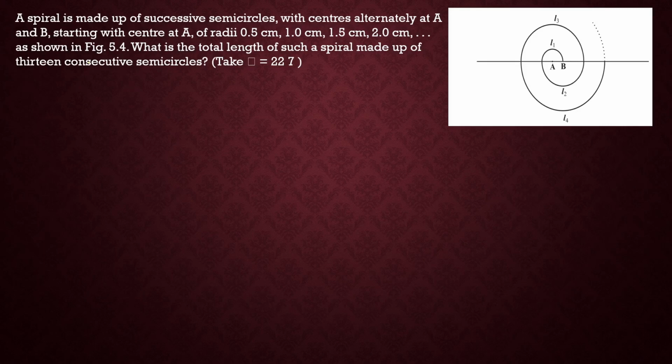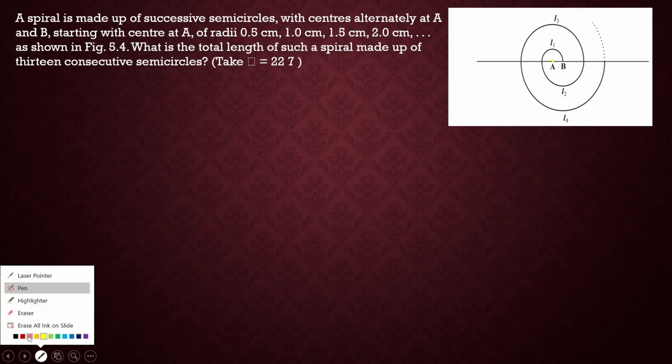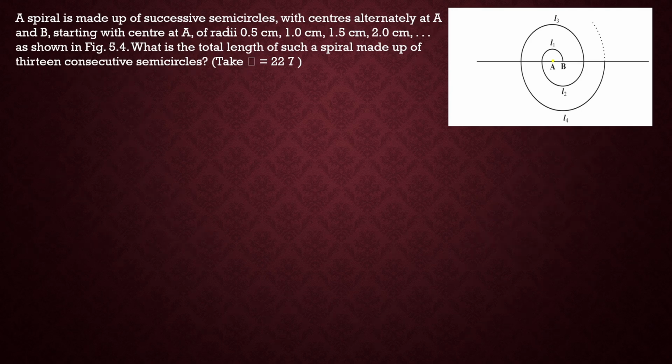Now the next question: a spiral is made up of successive semicircles with centers alternately at A and at B, starting with center A, of radii 0.5 cm, 1 cm, 1.5 cm, 2 cm, as shown in figure 5.4. What is the total length of such a spiral made up of 13 consecutive semicircles? Take the pi value as 22 by 7.